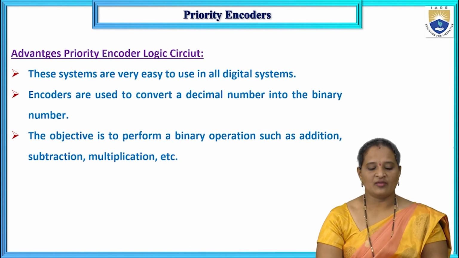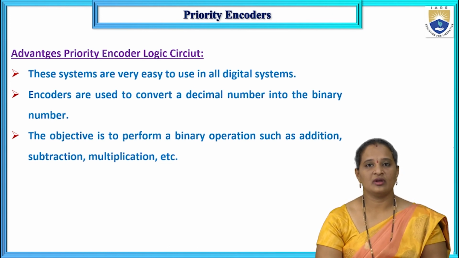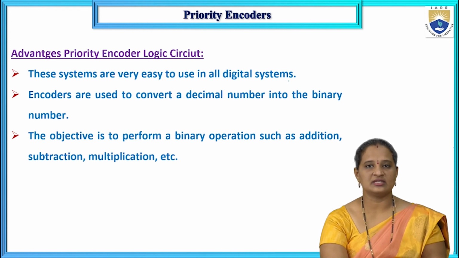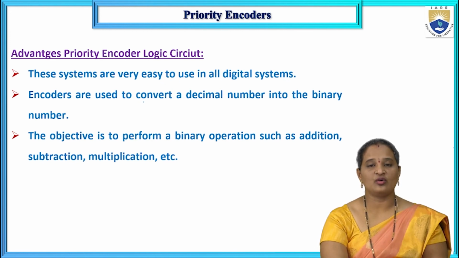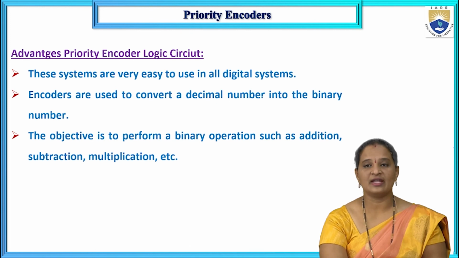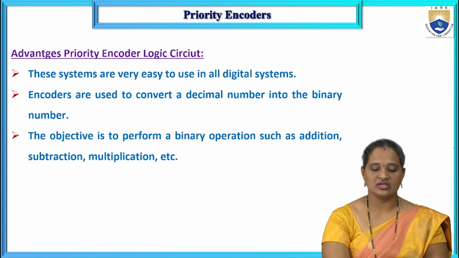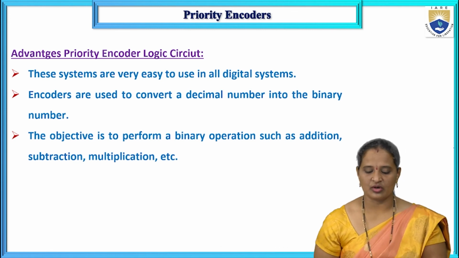Now coming to the advantages of priority encoder. These systems are very easy to use in all digital systems, and encoders are used to convert the decimal number into its equivalent binary number, and the objective is to perform the binary operations such as addition, subtraction and multiplication, etc. So these are the major applications of encoder.